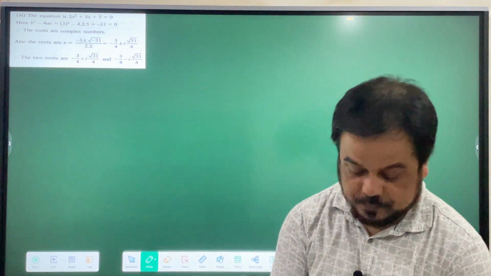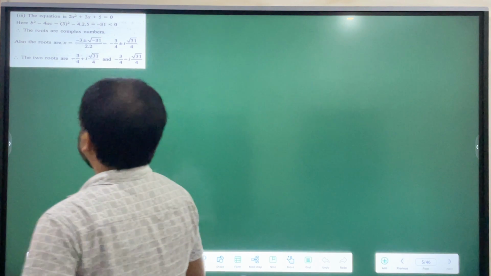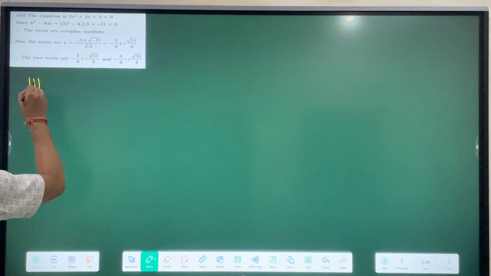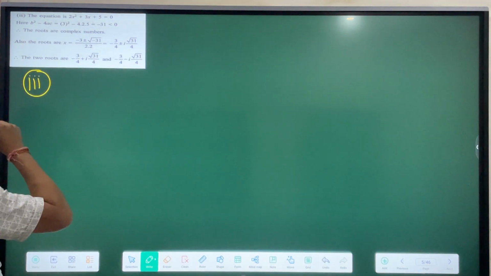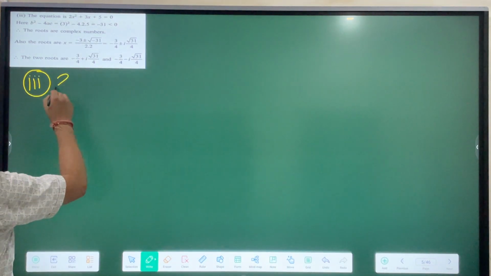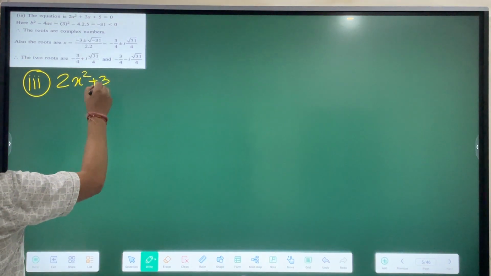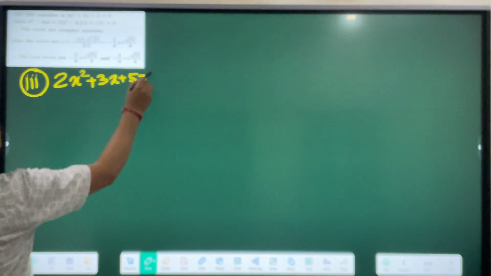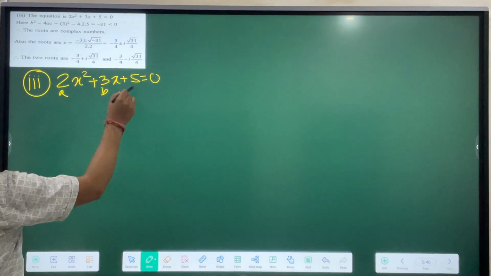Okay, number 3. Number 3, it is done here. Still, I will show you. What was the question? First of all, you have to find out the nature of the roots. So, what is the equation? 2x square plus 3x plus 5 equals to 0. This is A, this is B, this is C.